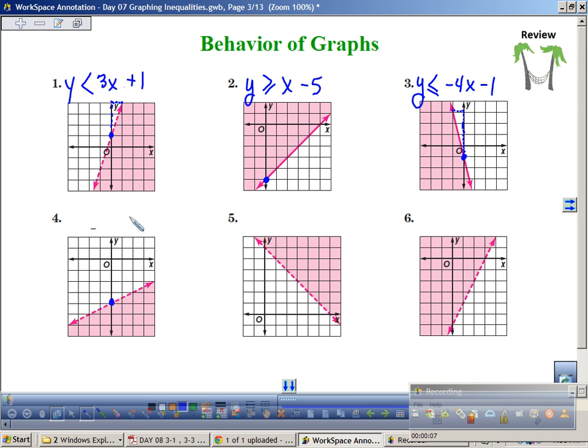I go down 4. What's my slope on this one? How far do I have to go up before I can start going over? 1/2, right? If I have a slope of 1/2, isn't that a slope that's going closer to 0? Not as steep. Now, do I have to step down to get into the clouds or up? Down, so this is less than.